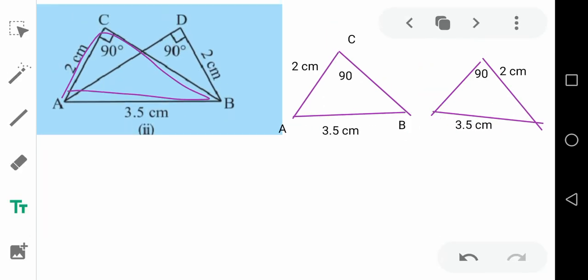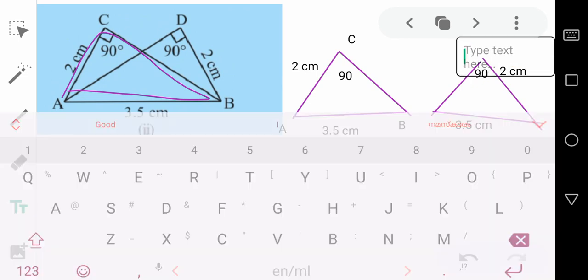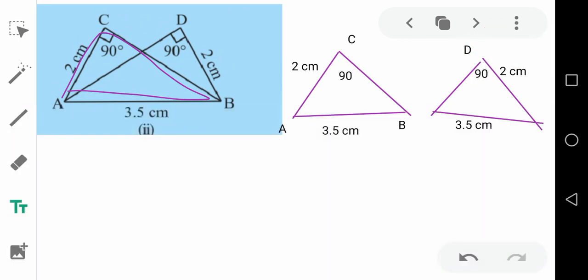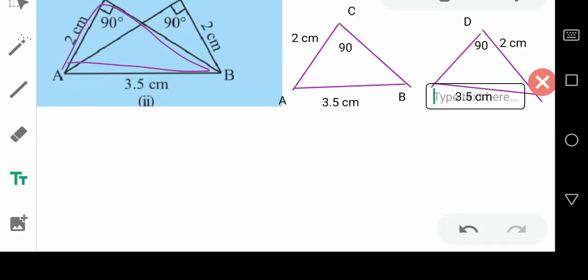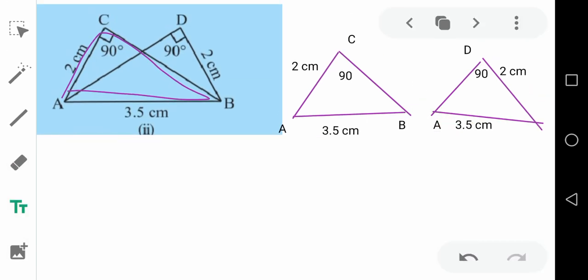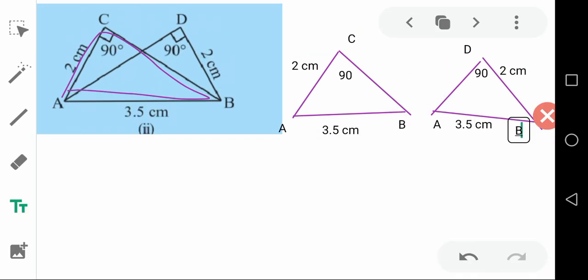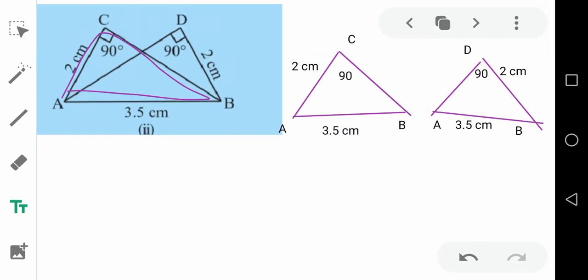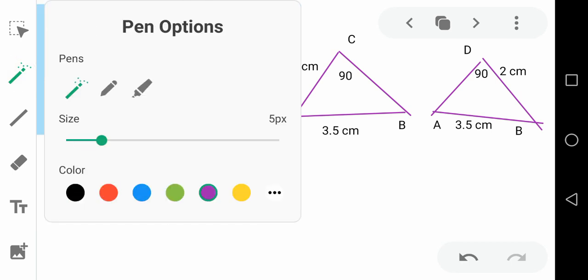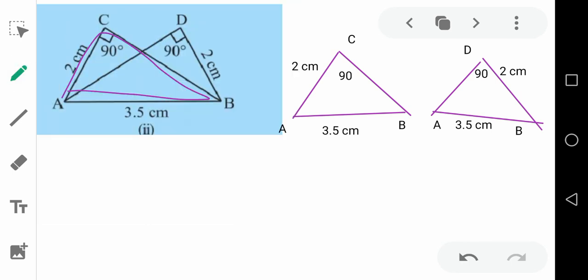Okay, then what is here, this is D. Then what is this, this is A, and this vertex is B. This is how we are splitting these two triangles. So this triangle ACB I have drawn here, and this triangle ADB I have drawn here, and 90 degrees is here, and this 90 degrees here. This is our second question.